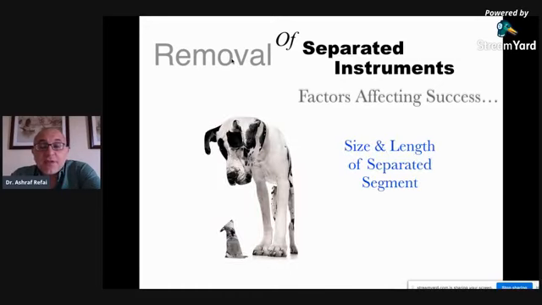Size and length of the separated instrument, and my friend Yoshi Toriyoshi, he's done a lot of research on this, about the combination of size and length and its capacity for removal. Basically, the end result of his work was that long, thick instruments above size 30 probably require tube systems or loop systems for removal. Instruments which are less than 3 millimeters and less than a size 25 can be removed with ultrasonics.